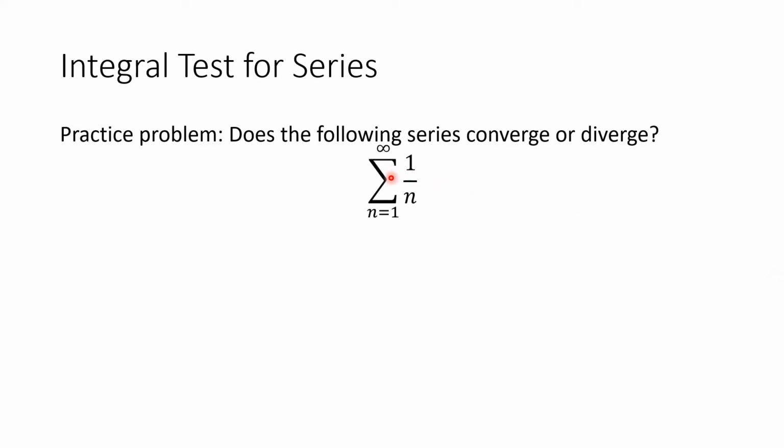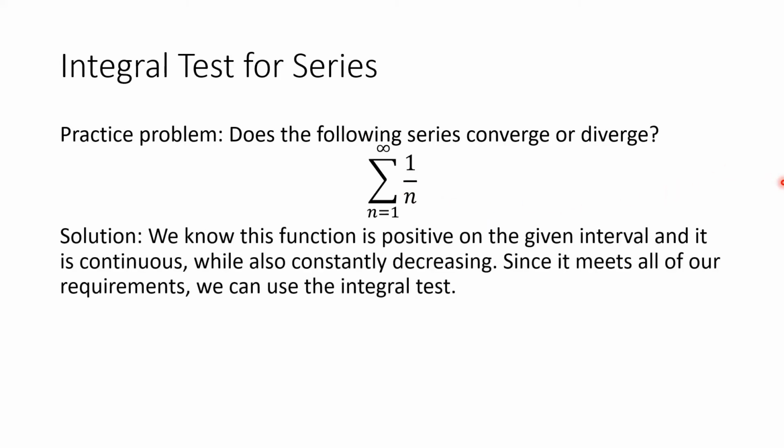You might have experience with this series before and know that yes, this series diverges. It's the harmonic series, and you probably covered it by now. However, we can use the integral test on it. So we know that this function is positive on the given interval, and it is continuous, while also constantly decreasing. Since it meets all of our requirements, we can use the integral test. Just by looking at the graph of 1 over x, you can tell that it is decreasing and positive in the first quadrant, and it's also continuous except for at 0, but that's not in the interval that we're looking at.